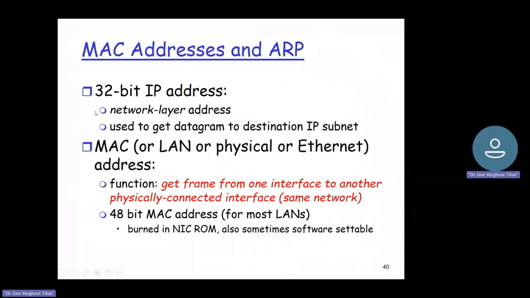Now your MAC address and ARP protocol is the next topic that we need to discuss. Moving forward, your IP address is 32-bit, which you've already seen from the network layers that you talked about. Your MAC address is basically 48 bits. That is what we discussed in the previous class.